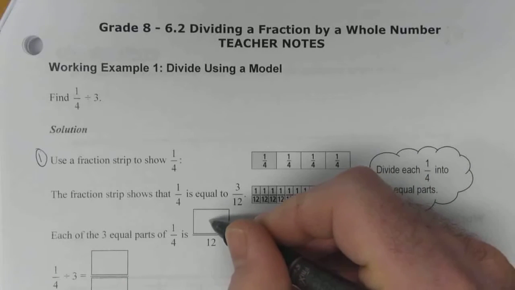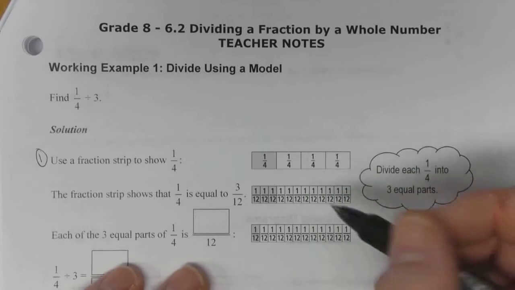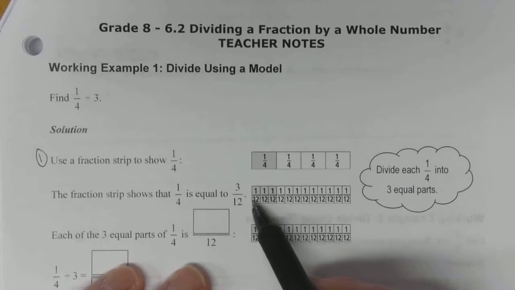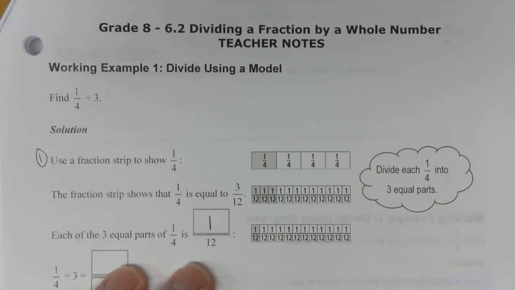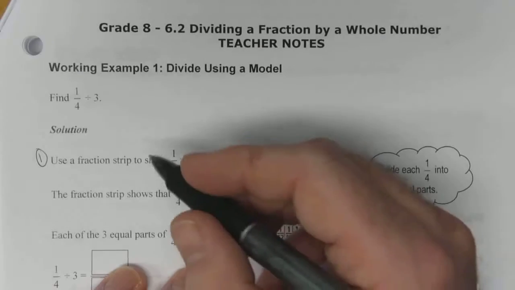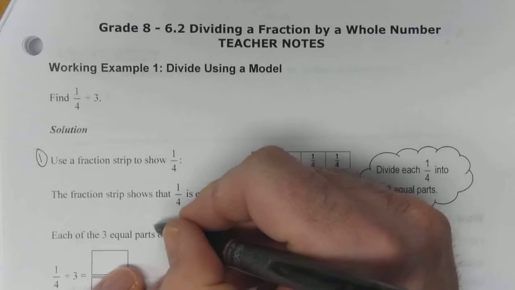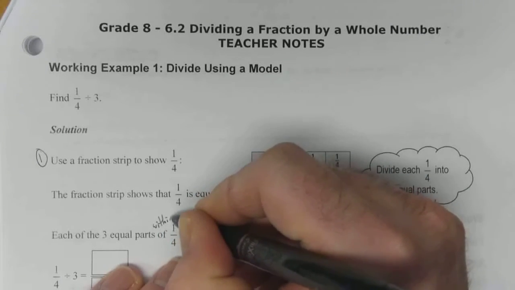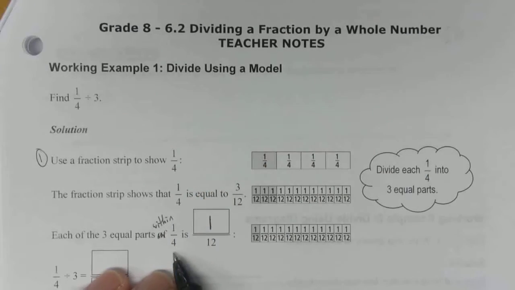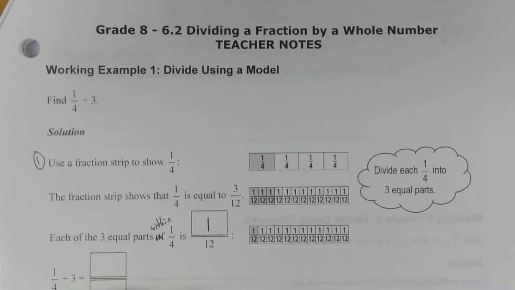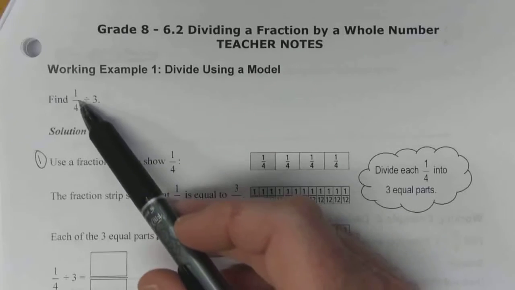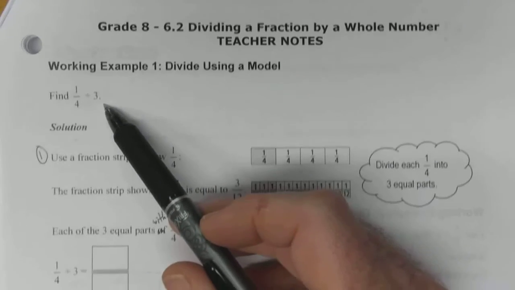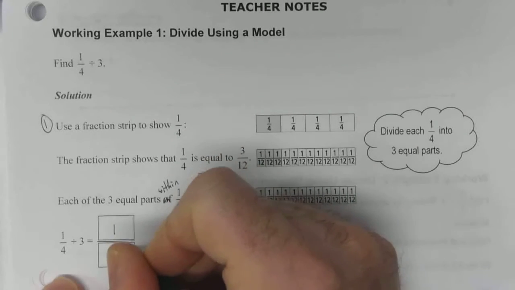I think that's what this is saying. No, this looks like it means each of these 3 equal parts within the 1/4 is actually 1/12. I think that's what it's going for. Each of the 3 equal parts within, I'm going to change the wording here, within 1/4 is equal to 1/12. That makes it a little more clear. So, when we get to that point, we now realize that 1/4 divided by 3 is 1/12.